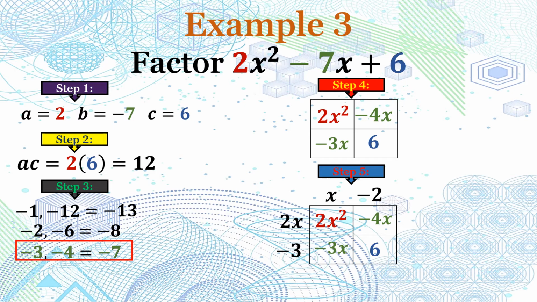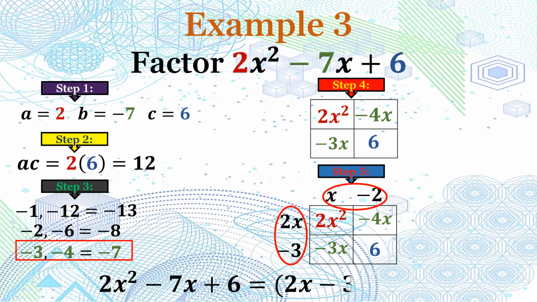Okay, therefore, the factors of 2x squared minus 7x plus 6 are 2x minus 3 and x minus 2. So we can say that 2x squared minus 7x plus 6 is equal to the quantity 2x minus 3 times the quantity x minus 2.